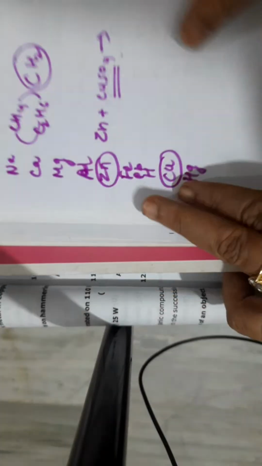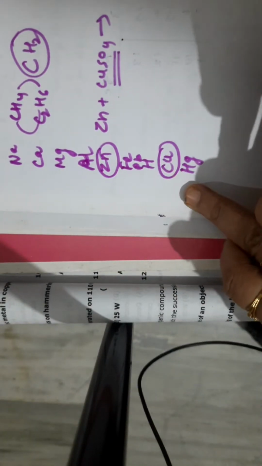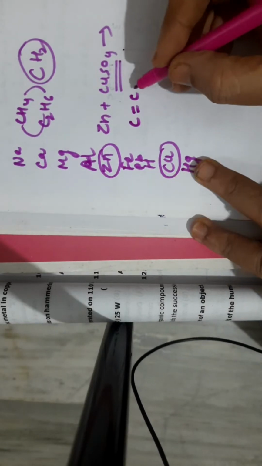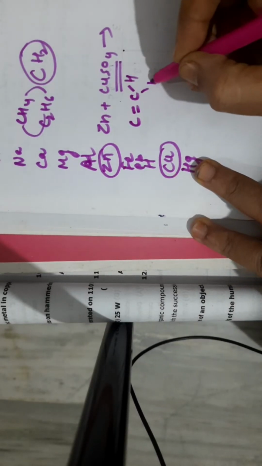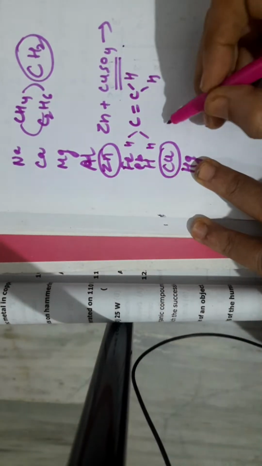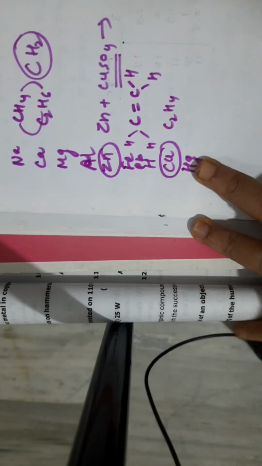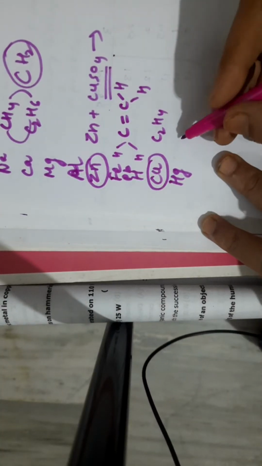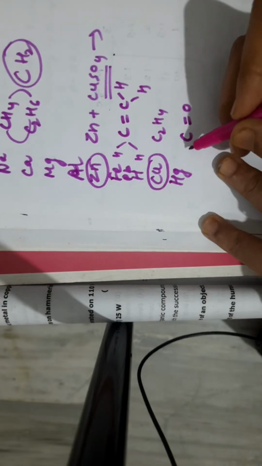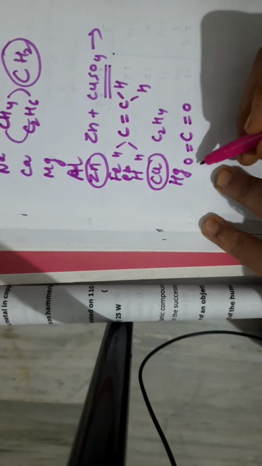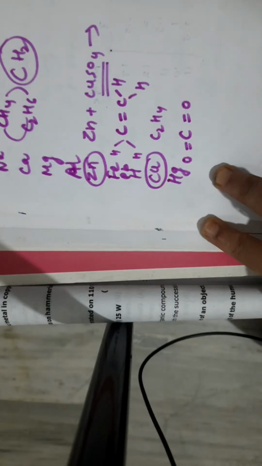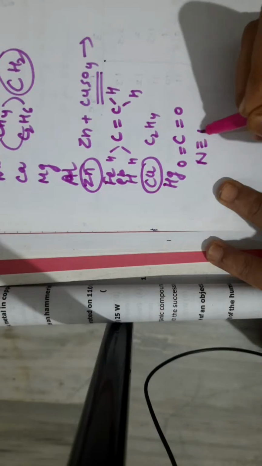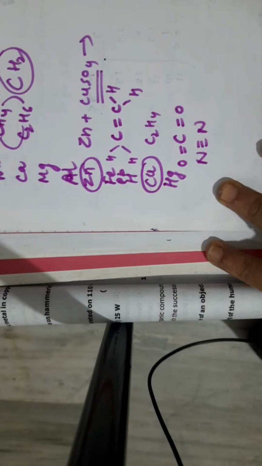The first one is C2H4. How to draw the structure of C2H4? Two carbon atoms combine with four hydrogen atoms, and there is a double bond between the carbons. Then the next one is carbon dioxide, O double bond C double bond O. So carbon dioxide has double bonds. After carbon dioxide, the next one is nitrogen, which has a triple bond, so nitrogen will not come under this category.